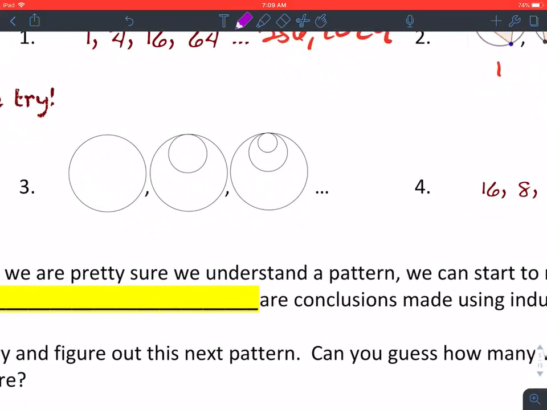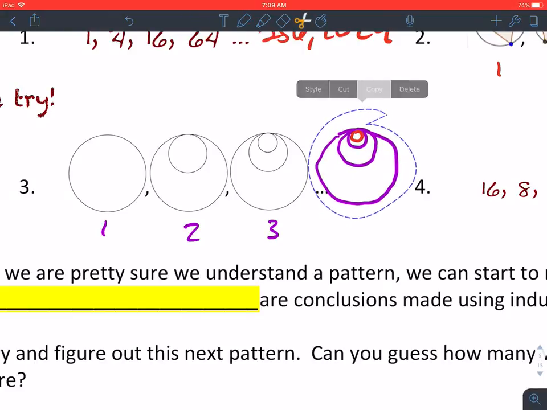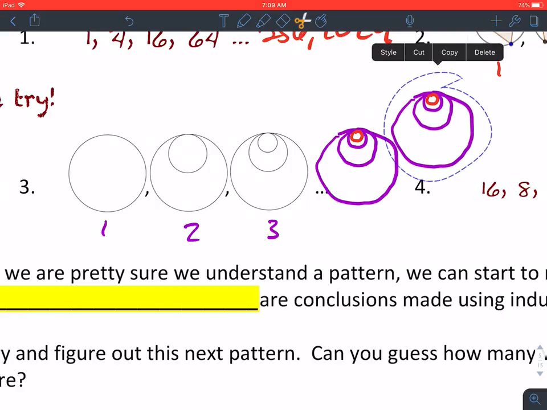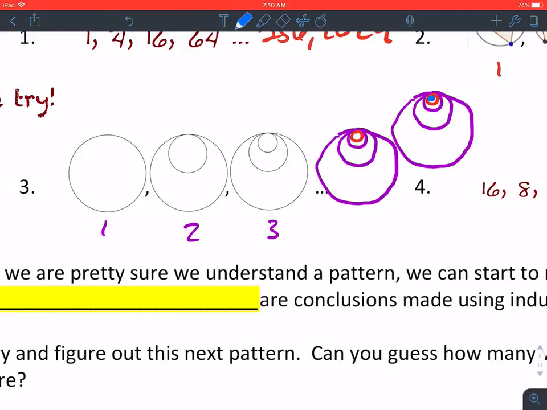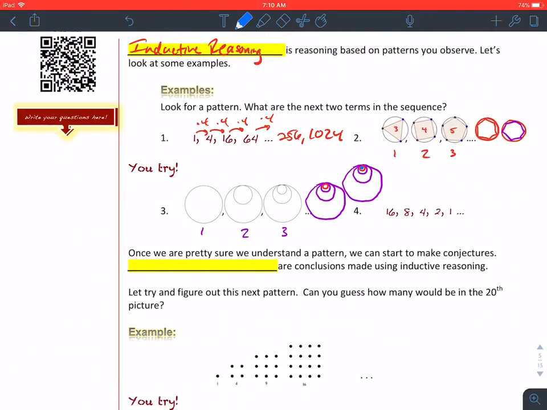Number 3, we got a circle in the first term, and the second one there's a little circle inside the circle, and the third one there's a little circle inside that circle. So the fourth one, I'll try to trace over this. We got the circle, and then this circle, and then this circle. So the fourth one's going to be like that, and then have another little circle inside of it. And the fifth one is going to be like that, with another tiny little circle inside of that, which I'm getting really tiny at this point. Inductive reasoning, looking at patterns and then trying to base things off of that.